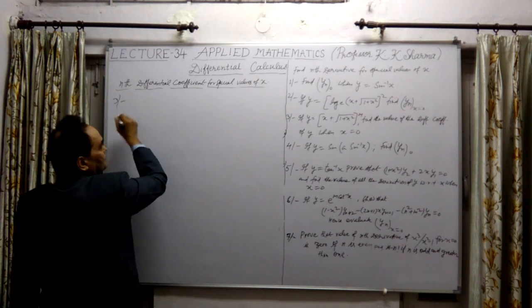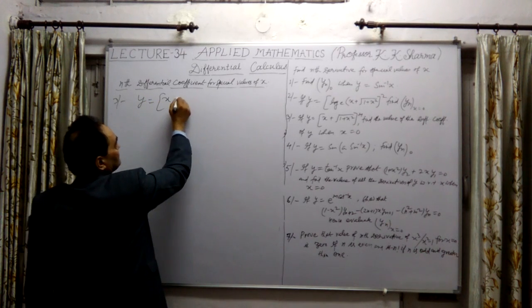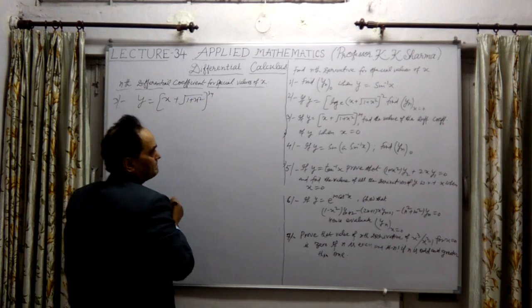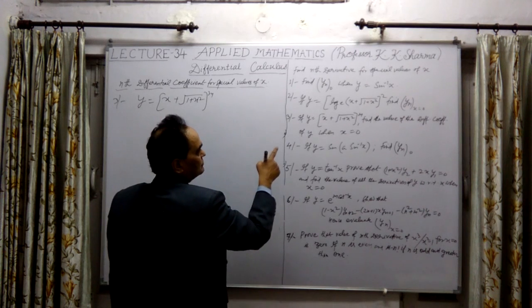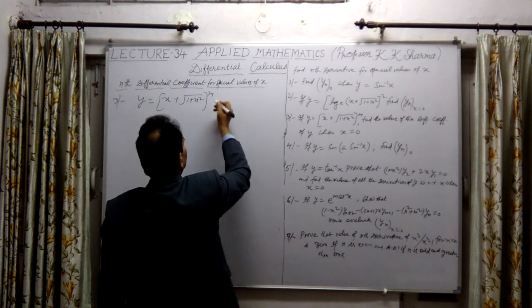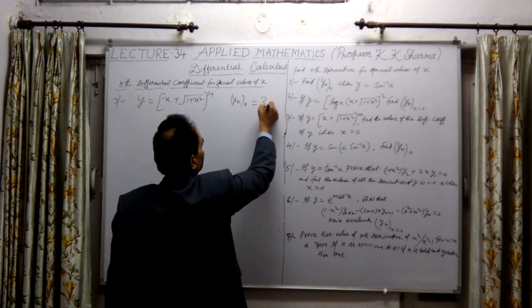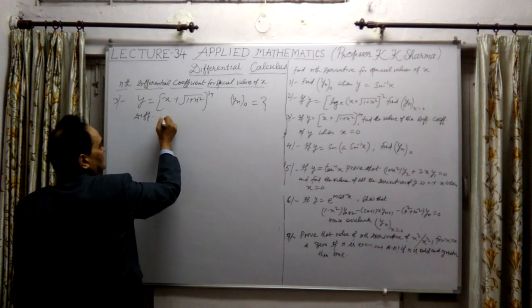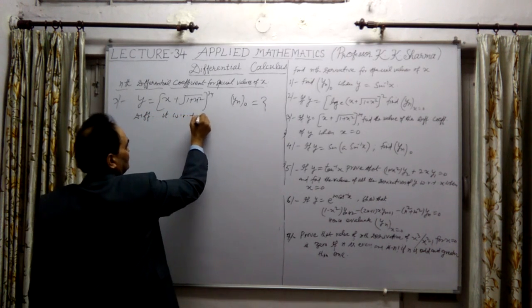Question number three says, if y equal to x plus under root 1 plus x square, whole power n, find the value of the differential coefficient of y when x equal to 0. So again we have to find out yn at 0. So let me differentiate again, the same process, differentiating it with respect to x.